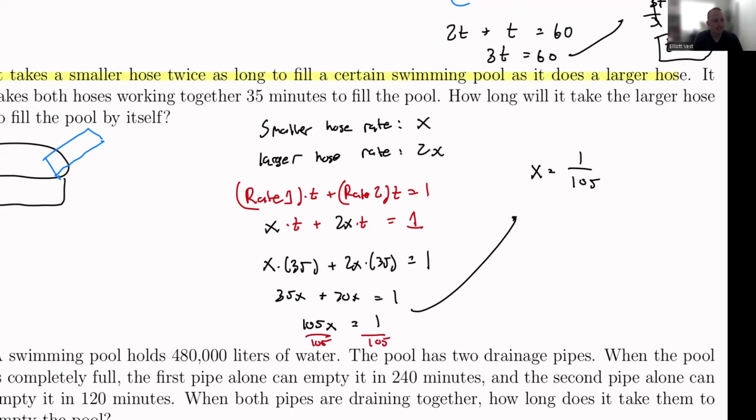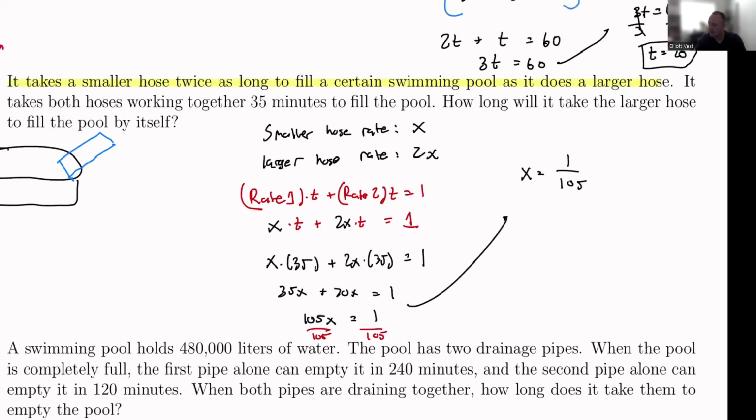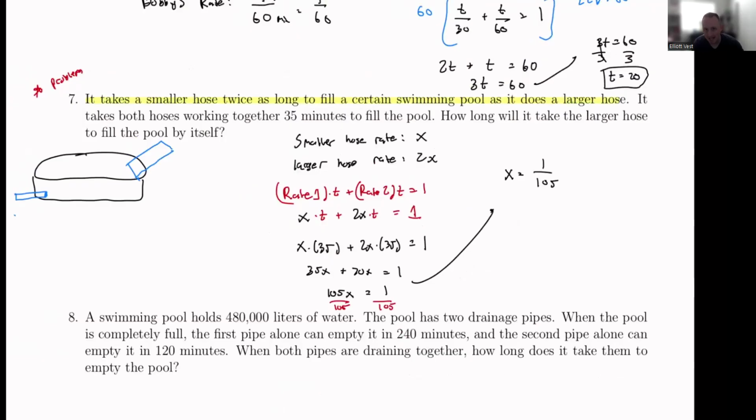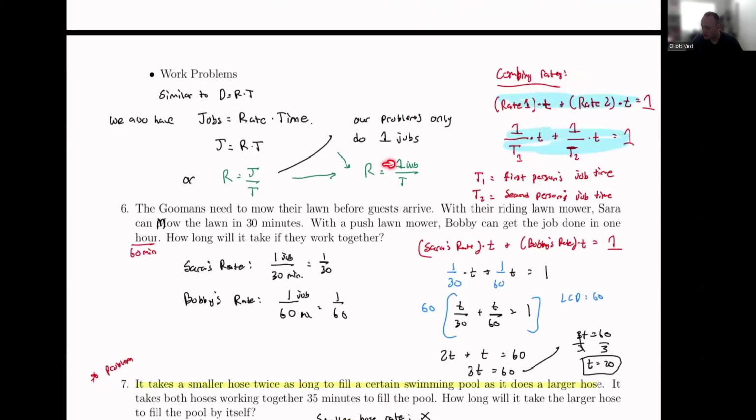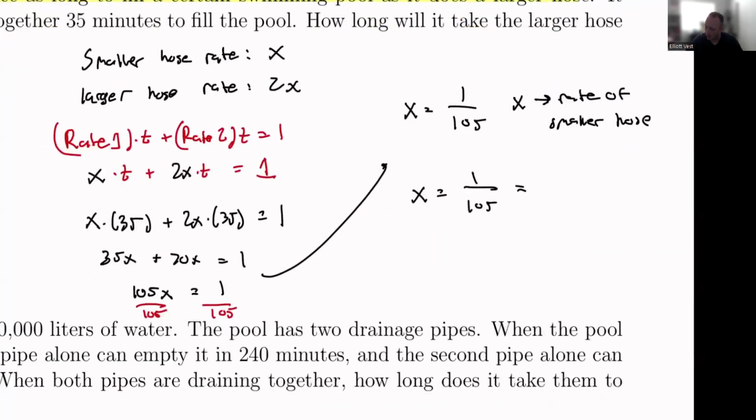This is where these problems are not the greatest for finding the answer. Because what was x? x was a rate, right? x is the rate of the smaller hose. So when x is equal to 1 over 105, this is saying as a rate, right? Rate is how much one job in how much time. So this is one job in 105 minutes.